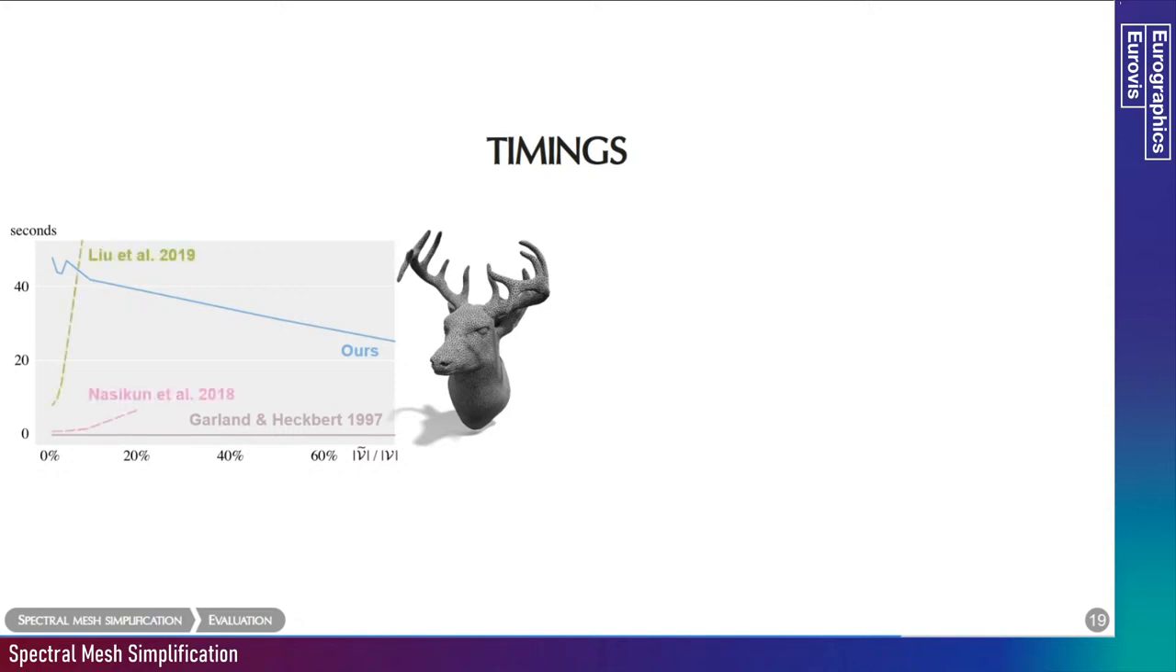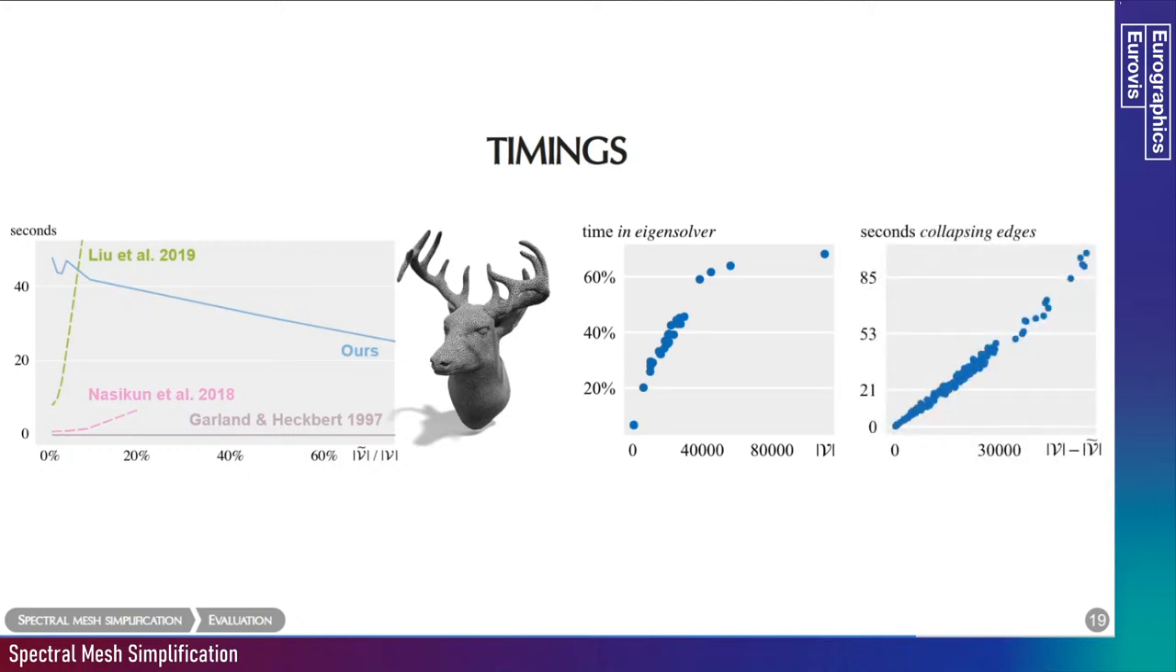However, as the methods of Nasikun and colleagues and Liu and colleagues specifically optimize for the output Laplacian, they become slower for large inputs. We observe that most of the time is spent in the initialization phase for large inputs, that is, computing k eigenvectors of the input. This step can be made faster with a better eigensolver, which is an orthogonal research problem. By plotting the time collapsing edges as a function of the removed vertices, we confirm that our reduction time is indeed linear in the number of contracted edges.